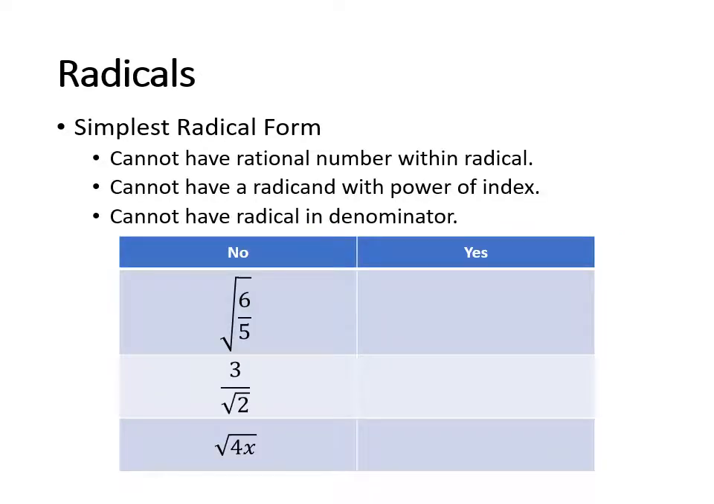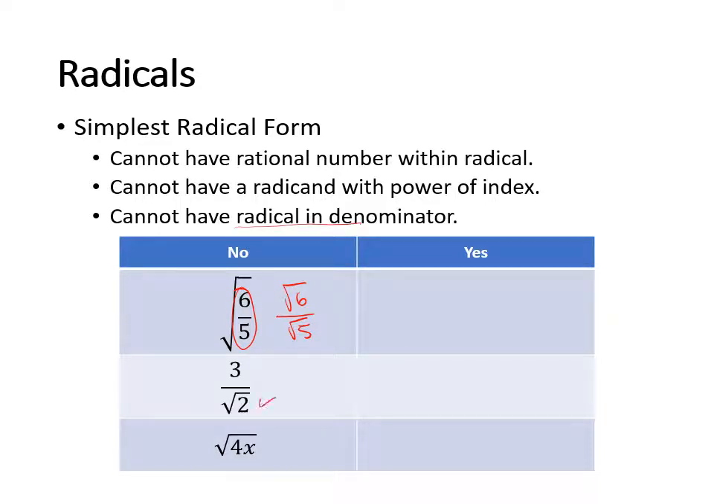Usually we're asked to leave an answer in simplest radical form. And simplest radical form consists of a couple things. First of all, you can't have a rational number within a radical. So in this example here, we have a rational number within a radical. We can't have that. So what we need to have instead is something like the square root of 6 divided by the square root of 5. But then there's even more to it. We have to clean something up, because we also can't have a radical in the denominator. So how do we deal with that?